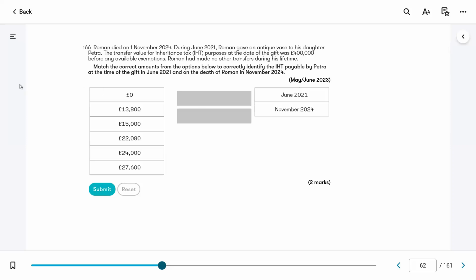Okay, let's understand this one. Match the correct amounts from the options below to correctly identify the inheritance tax payable by Petra at the time of the gift in June 2021 and on the death of Roman in November 2025.